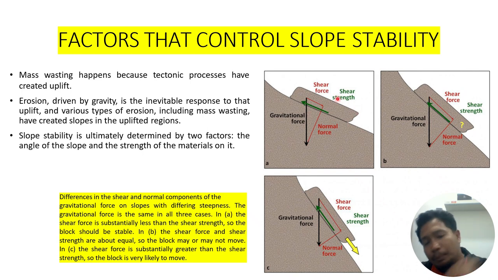So the steeper the slope, the more likely it is to fail. Weak materials are more likely to fail than strong materials, and the presence of water can weaken materials and make them susceptible to failure. By understanding the forces acting on the slope, we can better understand how to make the slope more stable. This can help to prevent landslides or other mass wasting events.